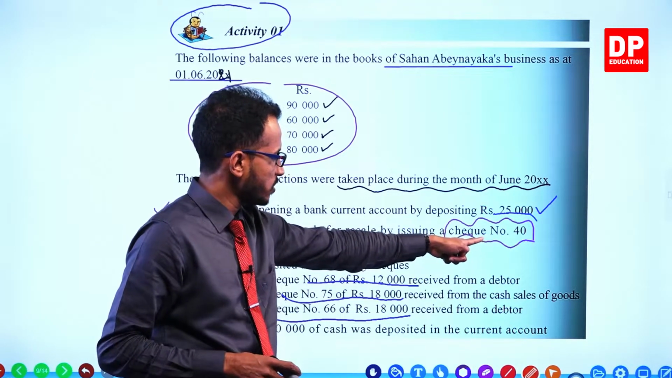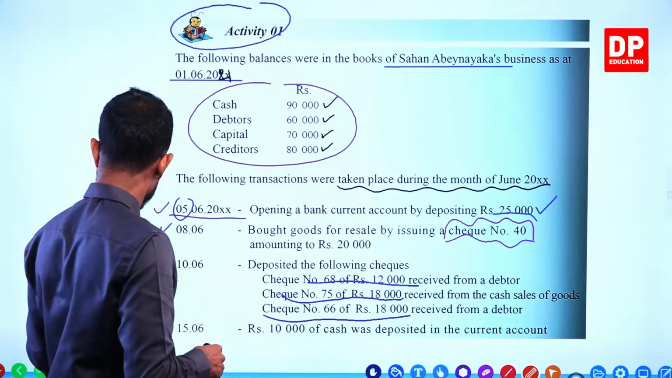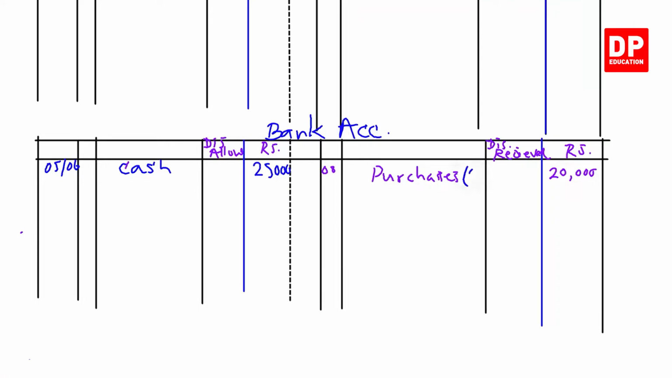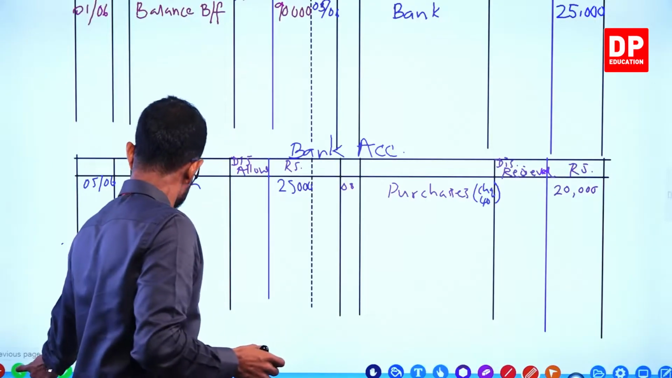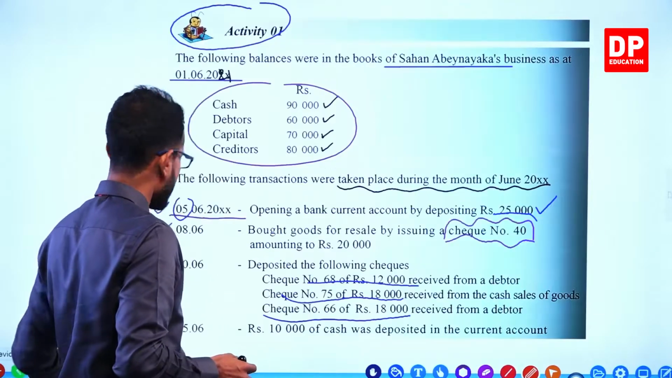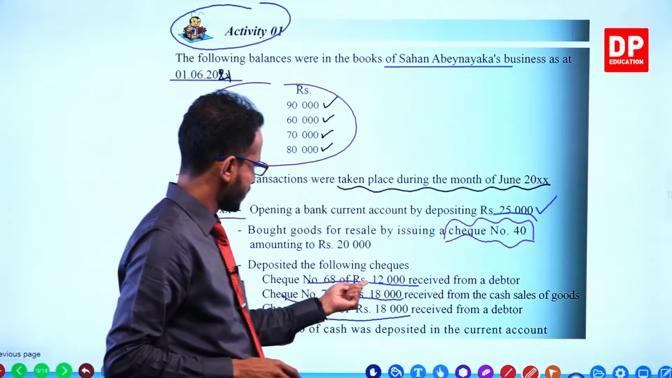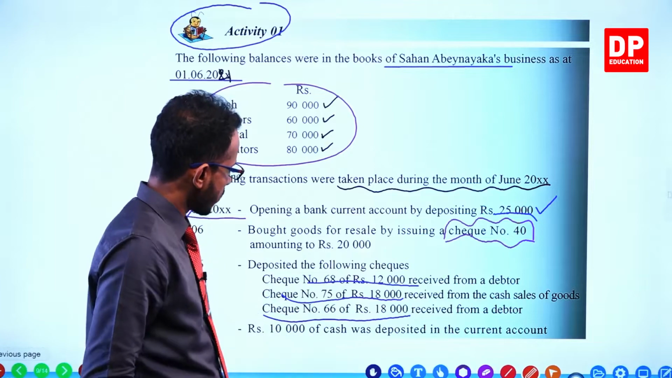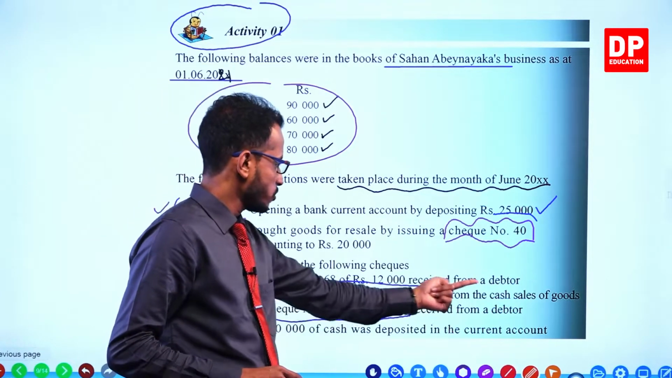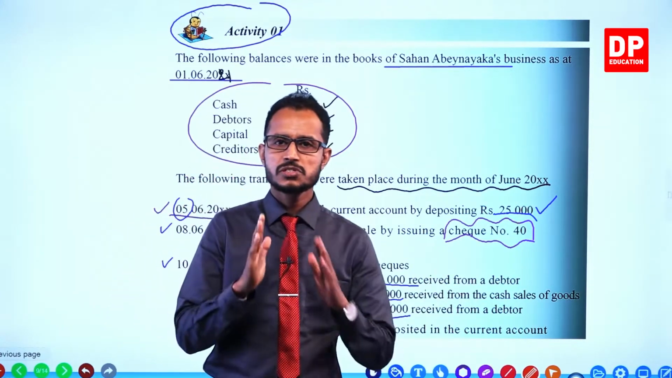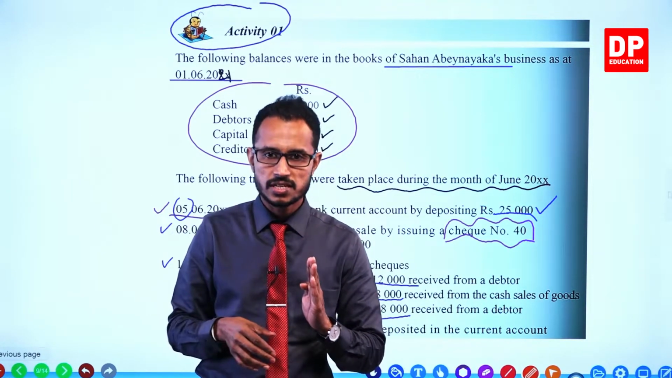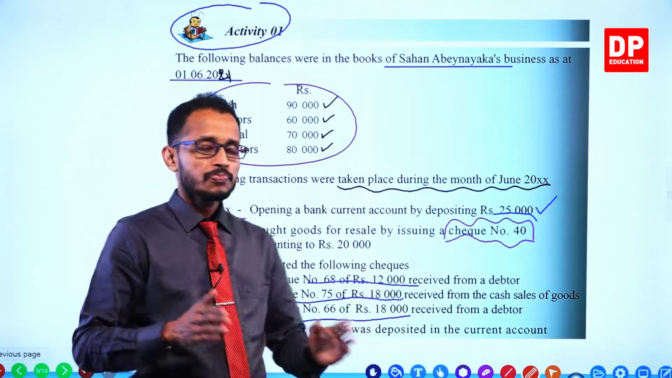Okay? Check number 68. Oh, did we record this earlier? Check number 40. It's better if you can record, huh? Now check number 68, 12,000 received from a debtor. We have deposited the following checks. 12,000 check, which is in our cash till. We have gone and deposited this 12,000 check.